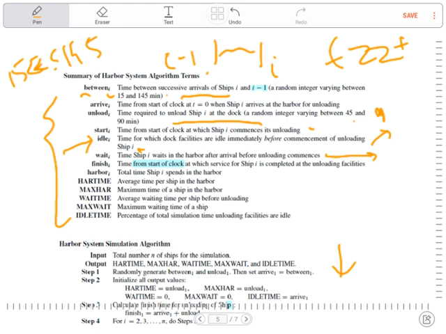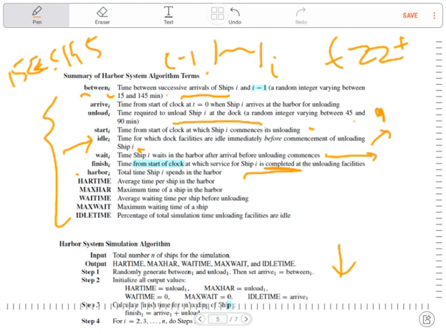Finish I, time from start of clock, that means t equal to 0, at which service for ship I is completed at the unloading facilities. Then harbor I, total time the ship I spends in the harbor. This is very crucial, as we have just seen before. How much time it is spending, obviously the business owner will try to minimize this time. Harbor time means average time per ship in the harbor. Max harbor means maximum time of a ship in the harbor.